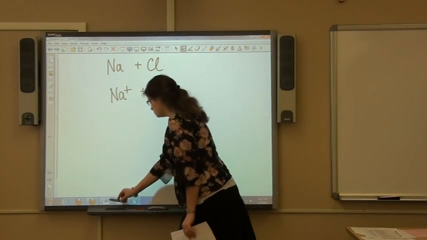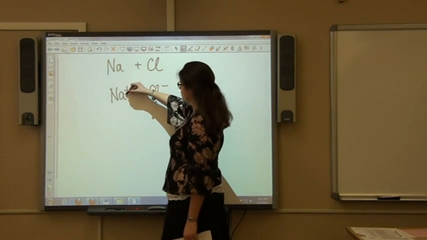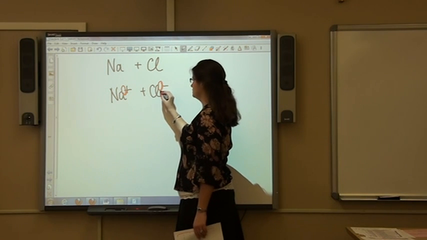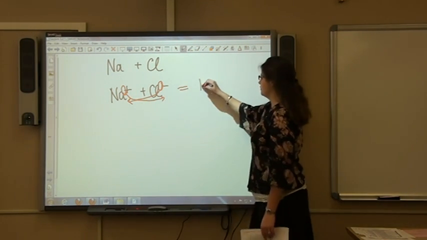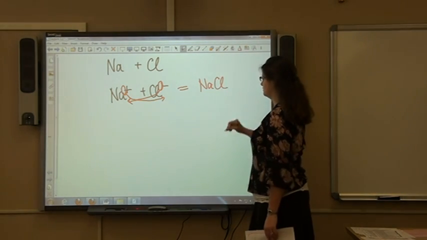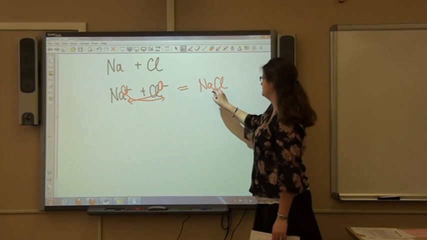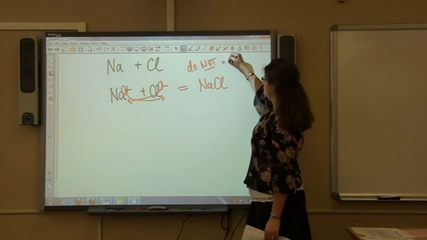So, in order to come up with a compound formula, we are going to take the number of each of these elements and we're going to swap them to form NaCl. Each of these numbers is 1, and that's how we get 1s down here. Do not write 1s.